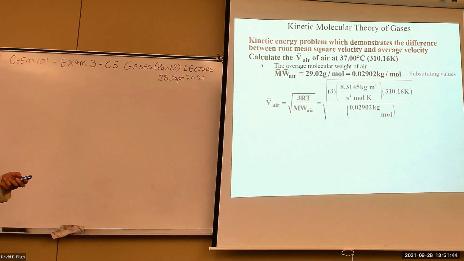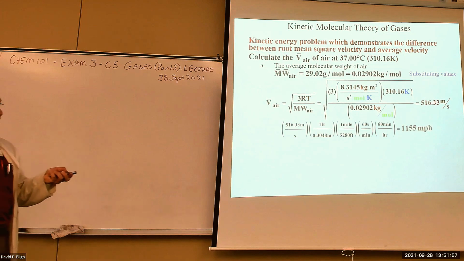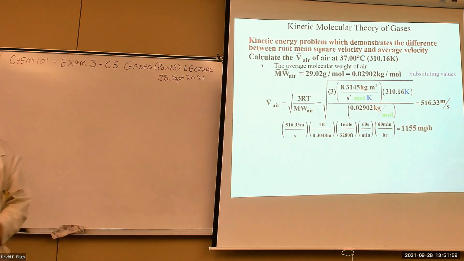Right. So I'm going to give you the fast version. The velocity of air uses the molecular weight of air, which is the weighted average. And we calculate that to be 516 meters per second, or 1,100 miles per hour. So those molecules of air are moving faster than the speed of sound.